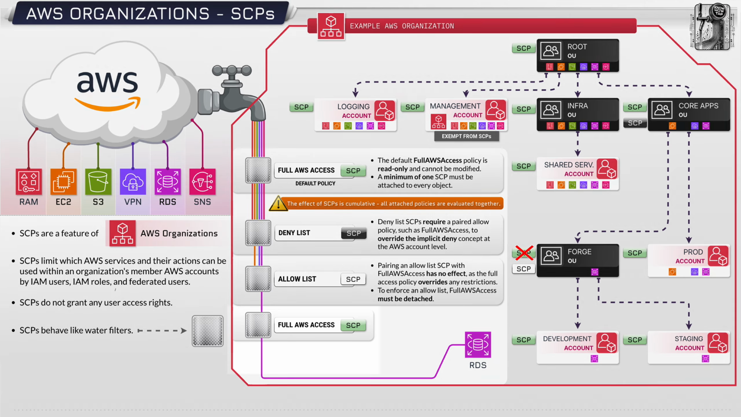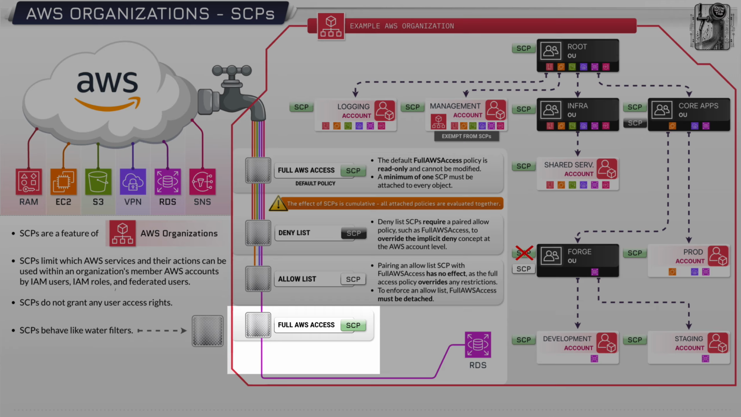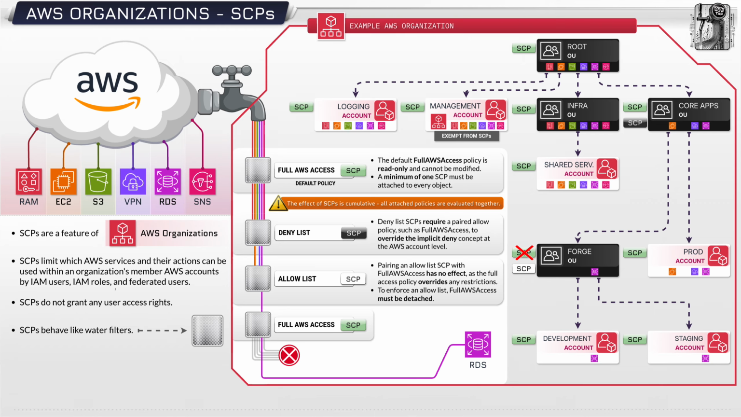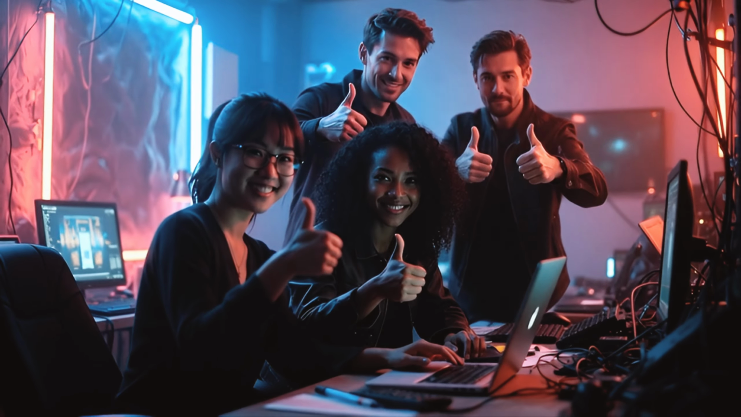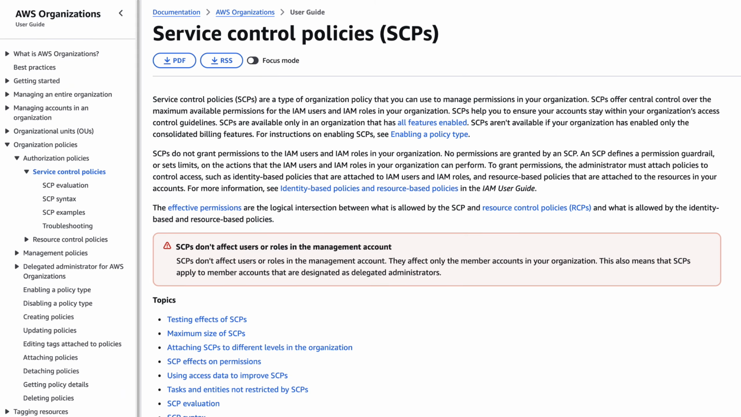One final note. FullAWSAccess applied downstream never brings anything back once it's been blocked upstream. If a service or an action is denied higher in the organization, it will never be available downstream. And if you understand what we've covered, you're now prepared to use SCPs in your environment. I always recommend reviewing the documentation, but this is how it works in a nutshell.